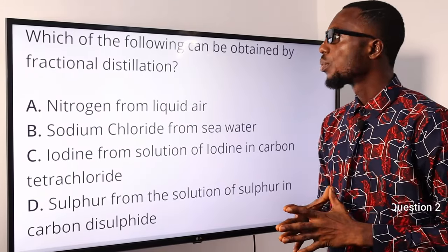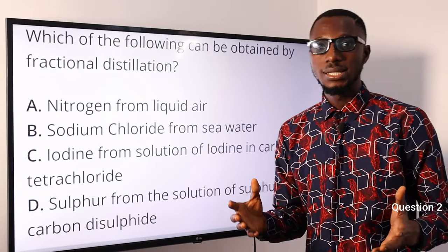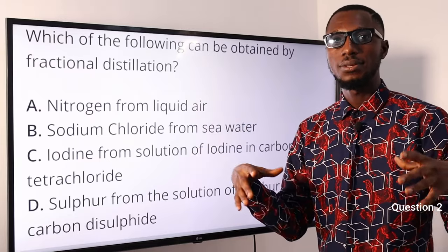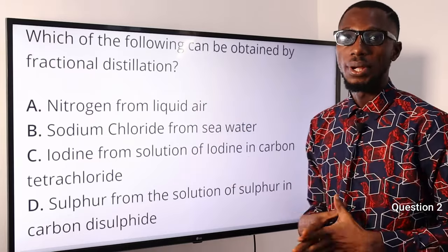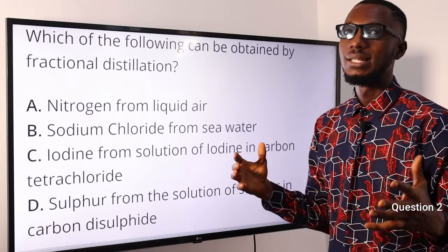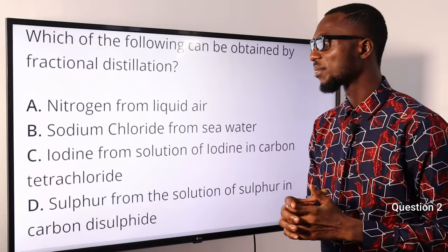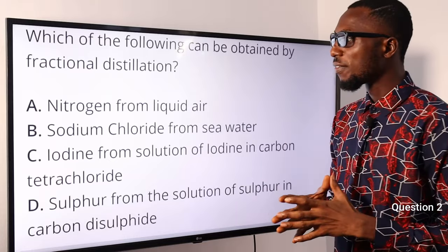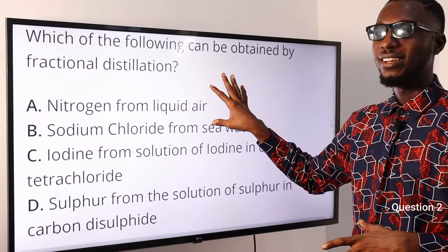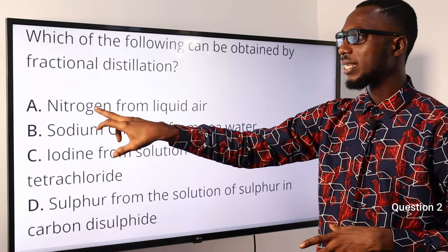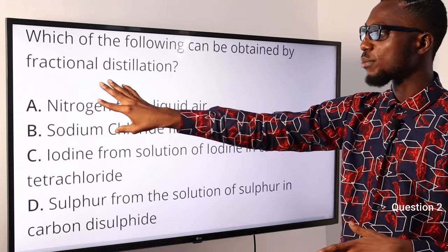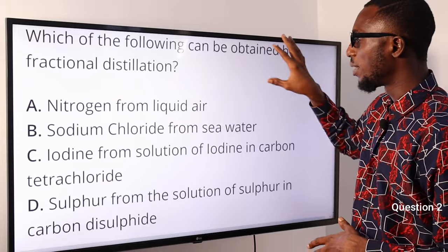Question 2. Which of the following can be obtained by fractional distillation? When you look at fractional distillation, there must be enough difference of boiling points. Boiling point differences must be good enough, at least 10 degrees Celsius. So looking through all of these options, the correct option is option A, when you want to distill nitrogen from liquid air. So you use fractional distillation to obtain nitrogen from liquid air.